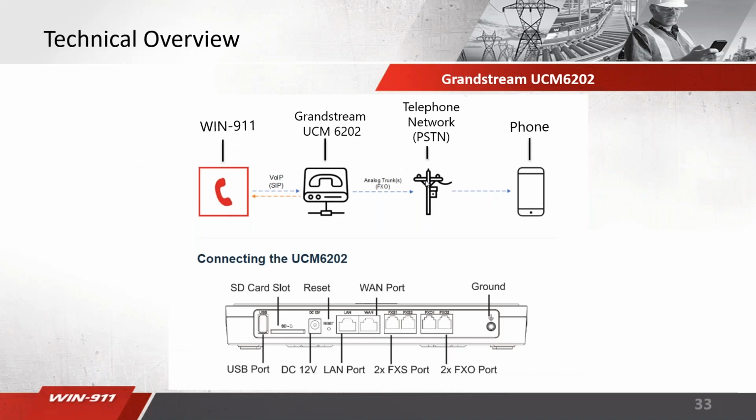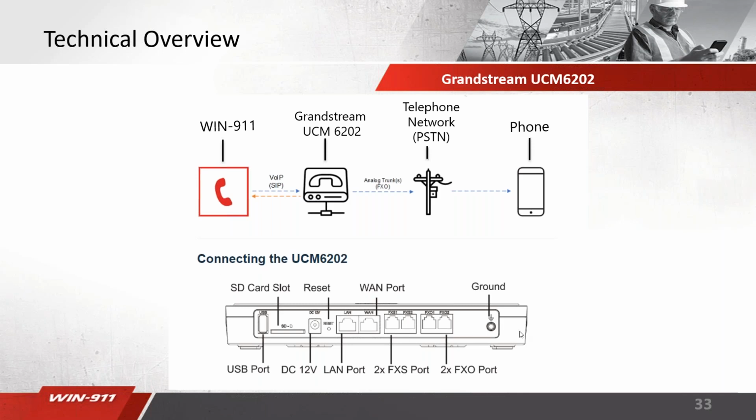And here's a quick example of the technical overview. So WIN-911's voice module connects to the Grandstream on your local network using SIP voice over IP. And then once the connection is made, you can now call out through WIN-911 or even call in to WIN-911. And in an outbound call scenario, we would talk to Grandstream through the network, and then Grandstream would convert that to analog and go out your analog line out to the telephone network and to the user's phone.